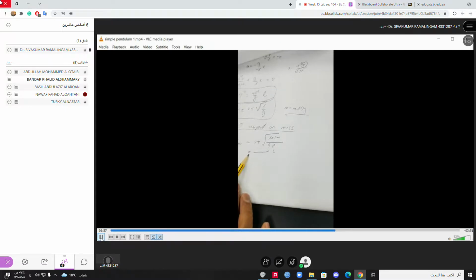You can find the error percentage. The error percentage in the calculation of time period is T minus T theoretical, where T is this and T theoretical is this value. Substitute here, divided by T theoretical into 100. You are getting the error percentage. Here I expect the error percentage to be less than 2%. This is the first part of the experiment.